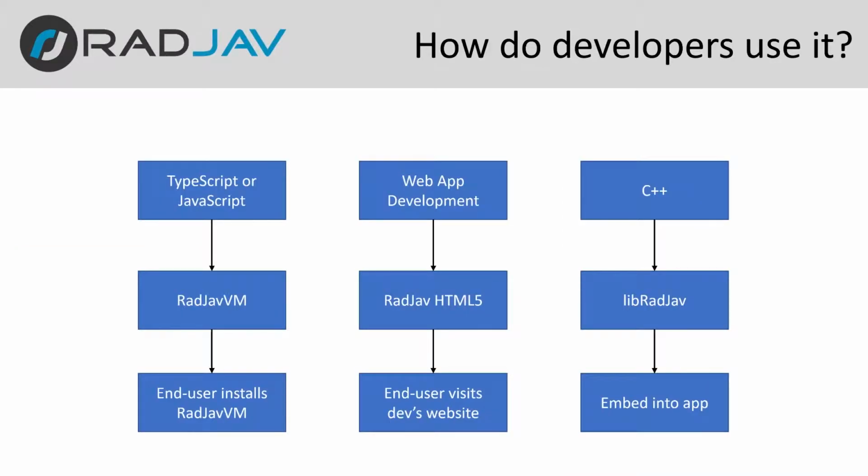So how do developers start using RadJav? Well, there's three different ways they can do it. One, they can either use TypeScript or JavaScript to write their RadJav application. The RadJav application is then run in the RadJav VM, or RadJav virtual machine. The RadJav virtual machine is something the end user has to install, whether it be on Windows, Linux, Mac, Android, or in the case of iOS, the developer would have to embed RadJav VM into their iOS application.